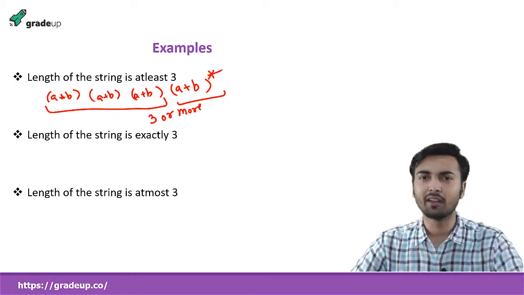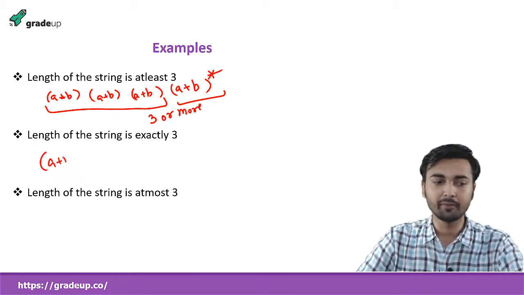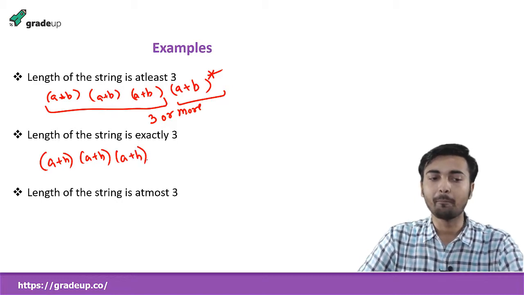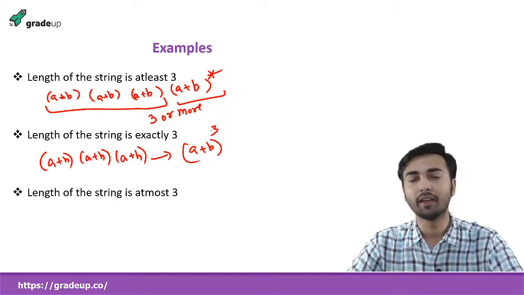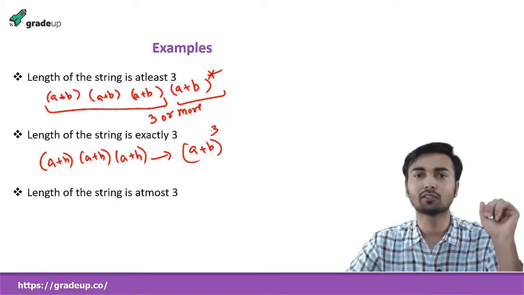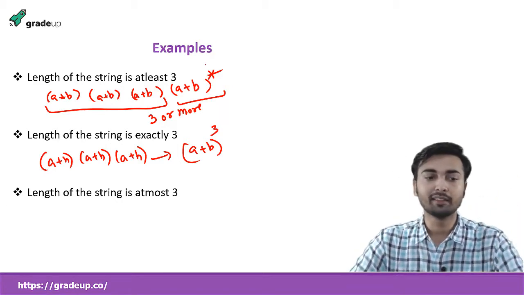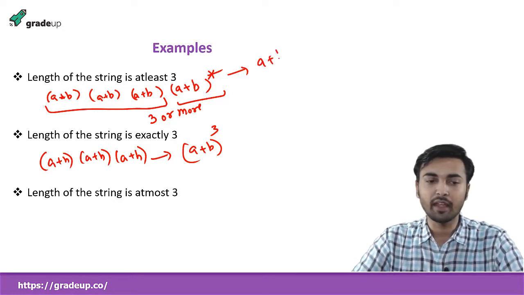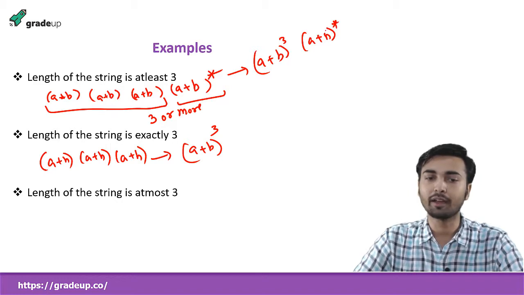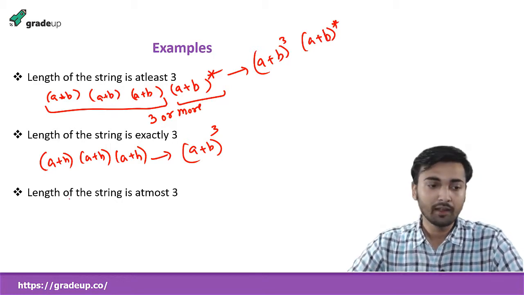I have written already. Exactly 3 is (A plus B)(A plus B)(A plus B). In compact form I can write it as (A plus B) whole cube. In compact form I can write like this also. And at least 3 can be written as (A plus B) whole cube, (A plus B) star. This is also correct. Cleared?